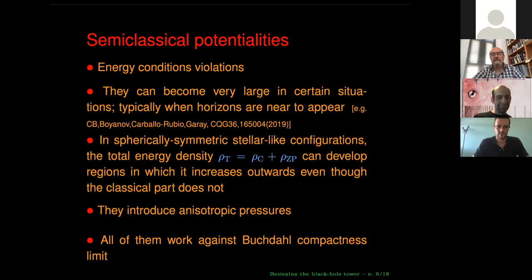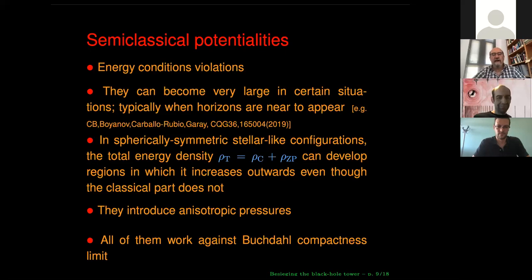But in any case, even notwithstanding these problems, semi-classical gravity already shows certain potentialities which are very nice to probe. On the one hand, it has been known for a long time that these additional semi-classical terms provide energy condition violations in certain situations. For example, in the Hawking effect, the possibility of evaporating a black hole horizon is precisely because the stress energy tensor at the horizon itself is violating energy conditions of GR.